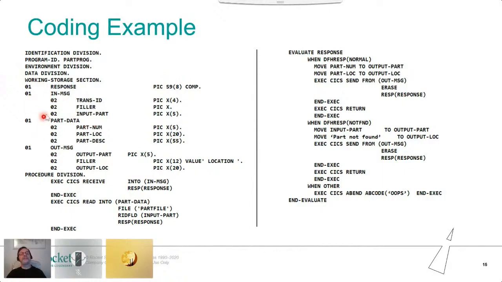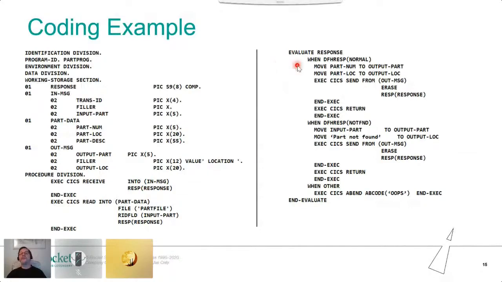There's my input message. I'm going to type in a TRAN ID followed by a part number. It's going to do a read of that part number from a VSAM file and output it to the screen. Very simple stuff. It's not a lot of COBOL in here. So in the procedure division, you can see an exec CICS receive command. You can see a read into command. And then you can see an evaluate of the response.